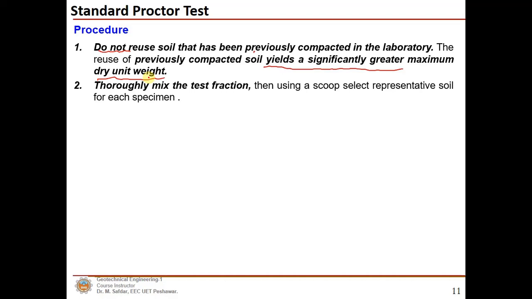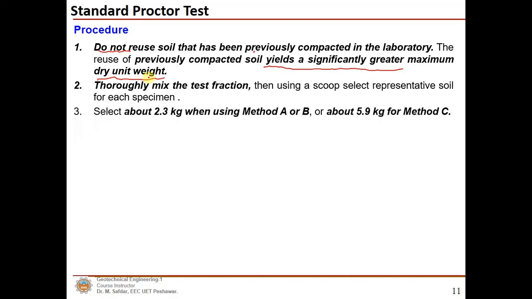Now we need to thoroughly mix the test fraction, then use a scoop to select the representative soil for each specimen. About 2.3 kilogram of soil should be used for method A or method B. But about 5.9 kilogram of soil should be used for method C, as we saw in our previous table that a larger volume of mold is used in method C.